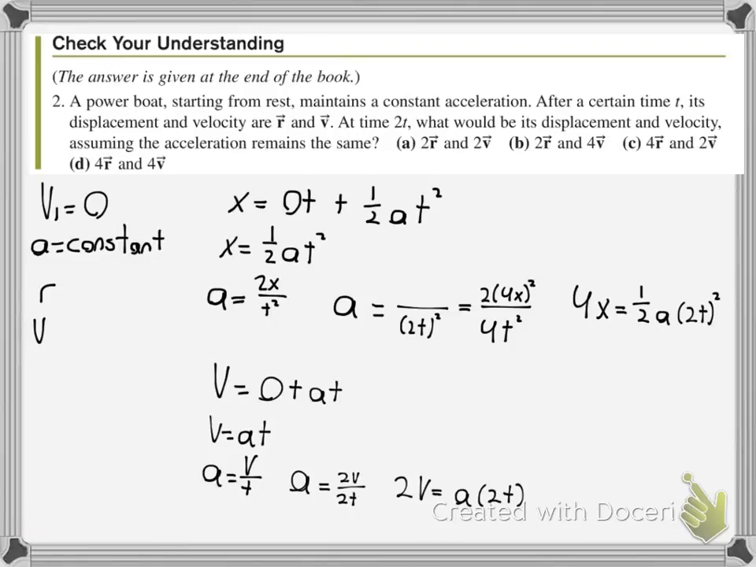So 2 times our velocity equals our acceleration times 2 times t. Which makes sense. If our acceleration is applied for twice as long, it's going to produce twice as much velocity if you're starting from 0. Therefore, our answer would be C: 4r and 2v, or 4 times our displacement and 2 times our velocity.